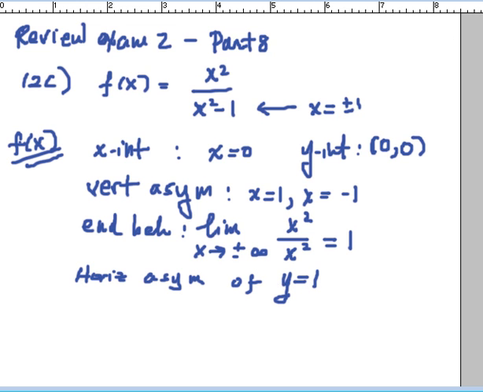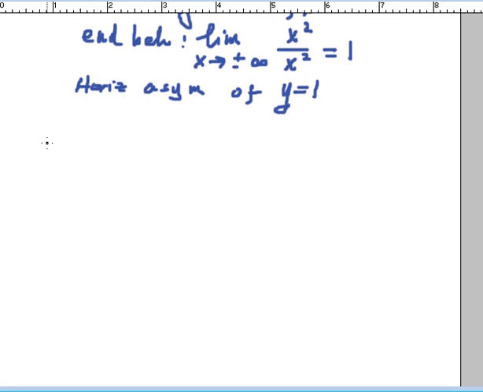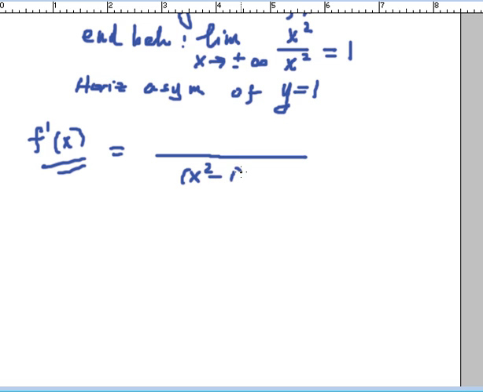All right, let's calculate f prime of x now. Okay, so now we're looking at f prime of x. Let's use the quotient rule. So in the denominator here we have x squared minus 1 squared, and we put x squared minus 1 in the numerator. Now here we have the derivative of the numerator, which is 2x, minus the derivative of the denominator, which is also 2x, times the numerator of x squared.